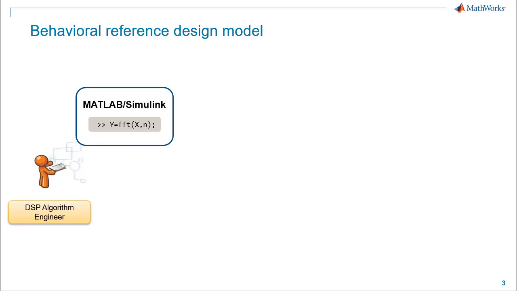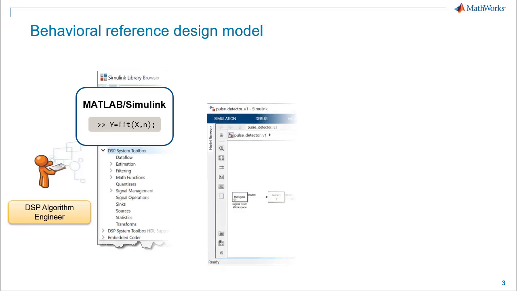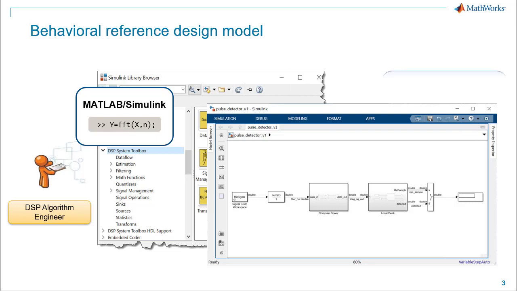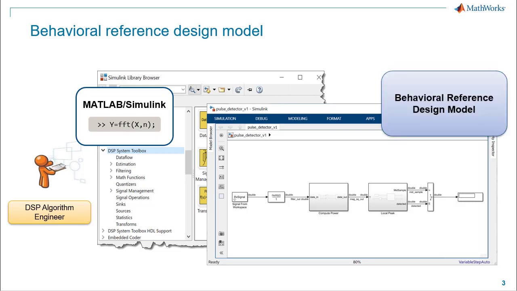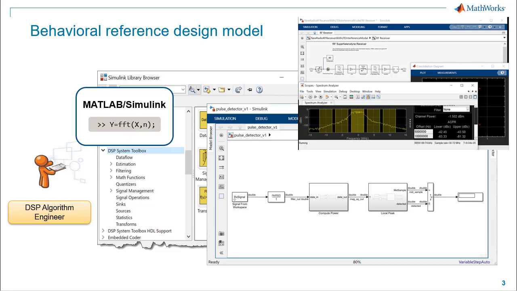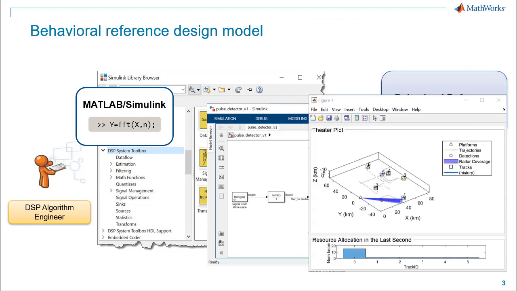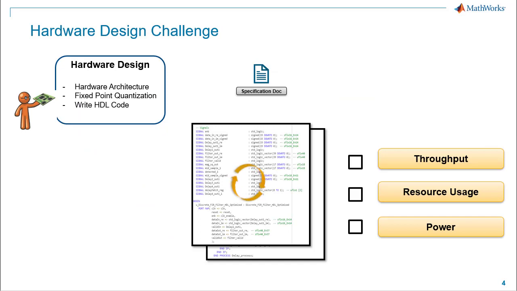DSP System Toolbox is widely used by signal processing engineers to create behavioral reference models for hardware designs for applications such as wireless communications, radar systems, and many more. Hardware engineers then need to interpret the specification document and hand code an efficient hardware implementation, ensuring the throughput, resource usage, and power are within compliance of the requirements.